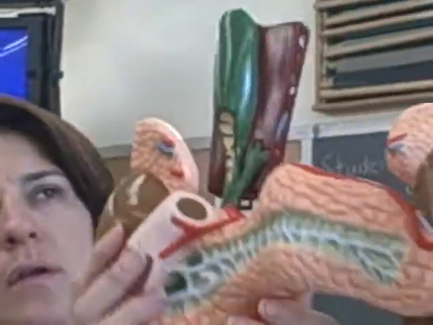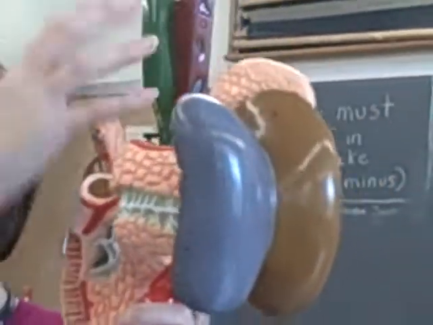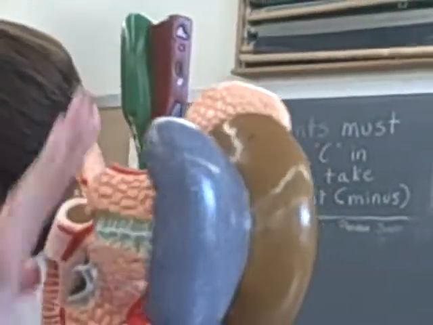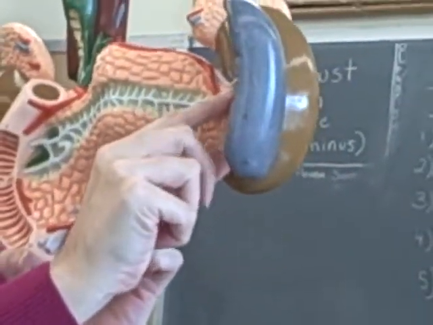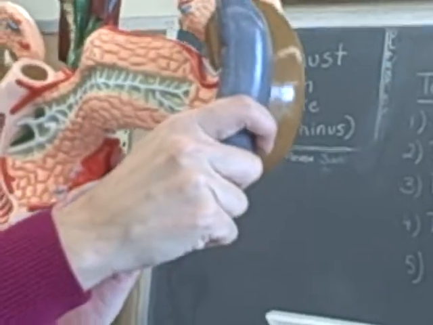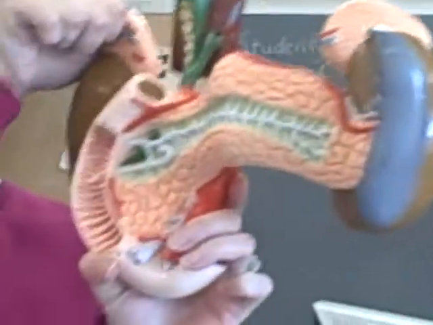Liver. Okay, this is the gallbladder. What I like about this model is you get a little bit more detail because it's been blown up to a much larger size. This snaky thing is the pancreas. This thing is the spleen. These things are the adrenal glands.